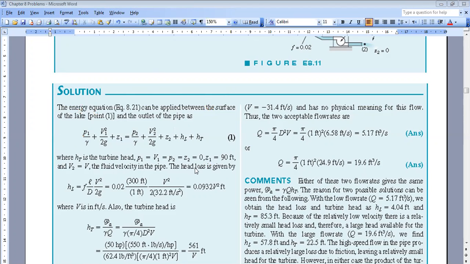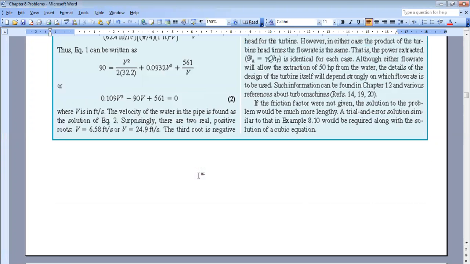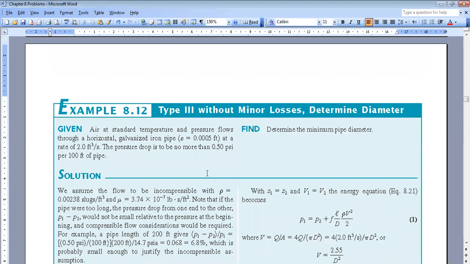Another problem. Another type of problems we can have. Air at standard temperature and pressure flows through a horizontal galvanized iron pipe. So here, for example, they gave you epsilon, but in some problems they don't give it to us, so we can get it from the table because it's galvanized iron. We can get the corresponding value of epsilon like in the previous problem, and they gave us here the flow rate.